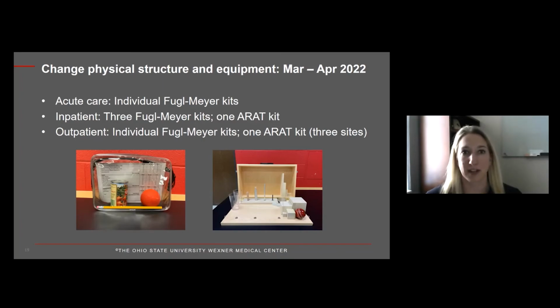In the inpatient setting, we provided our inpatient practitioners with 3 Fugl-Meyer kits that can be shared and are stored in one central location in the therapy gym. We also provided them with 1 ARAT kit. Each ARAT kit runs about $700, and that ARAT kit is there on the lower right. And I should mention the Fugl-Meyer is there on the left in that plastic pouch. In the outpatient setting, we provided all outpatient practitioners with their own Fugl-Meyer kits, and then 1 ARAT kit at each outpatient site. And we have 3 outpatient satellite sites, so 1 ARAT kit each.